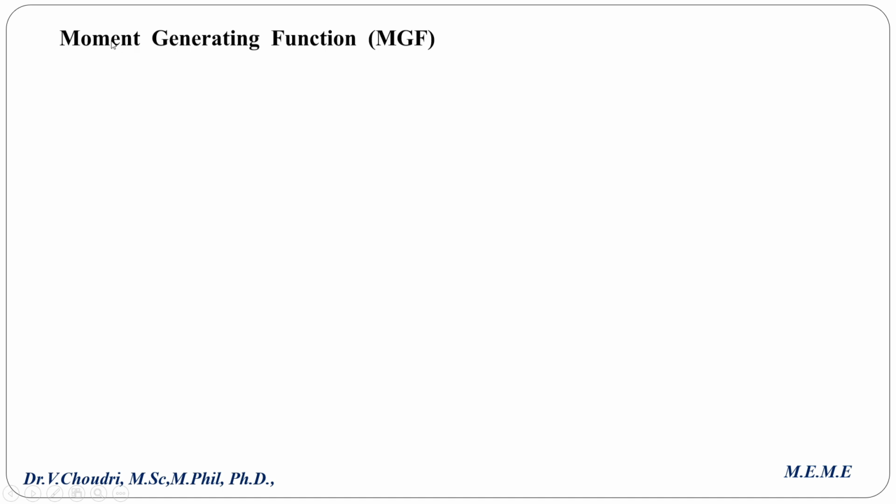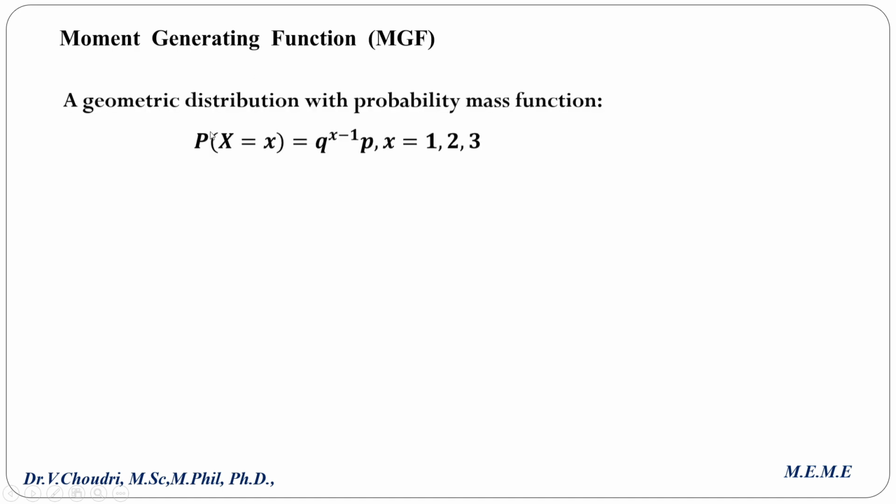Now we come to the moment generating function, MGF. What is the formula? P of X equal to x equals q power x minus 1 into p, x equal to 1, 2, 3, and so on. Here one term is missing. What is missing? A comma and a dot. Okay. Now the MGF formula is M_X of t equal to the expectation of e power tX.